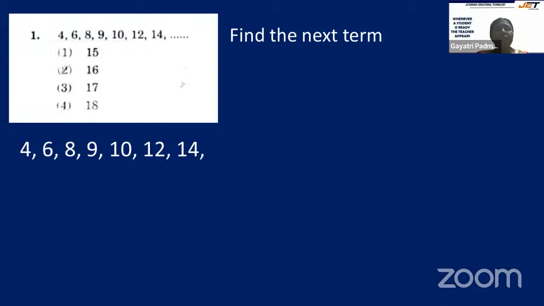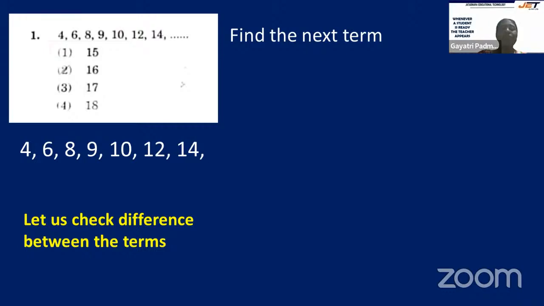The first question that we have is 4, 6, 8, 9, 10, 12, 14. So now we need to find out what is the next term, right? So here, let's do it. If you see the difference between the first and the second, second and the third, third and the fourth, fourth and the fifth, there is no connectivity at all, isn't it? So in that case, how do we find out?